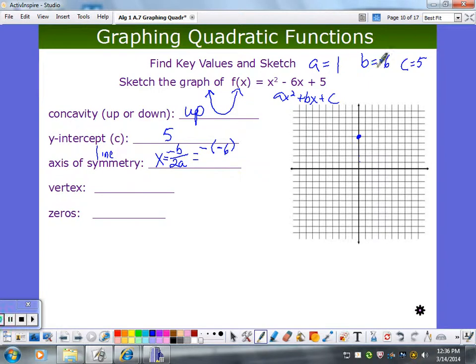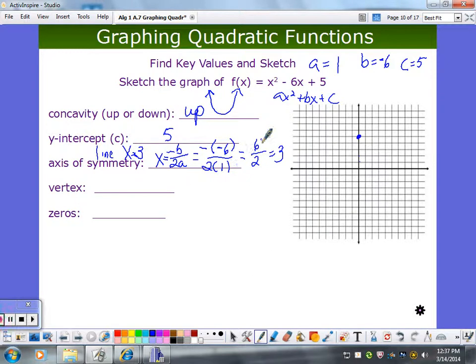Negative 6, over 2 times a, and a is 1. So substituting in, negative negative is a positive, always simplest form. So it's x equals 3. X equals 3, not 3. You write 3 here, wrong. X equals 3, it needs to be a line, not a point, not a number.